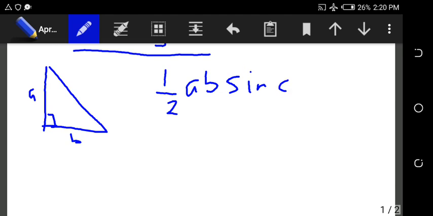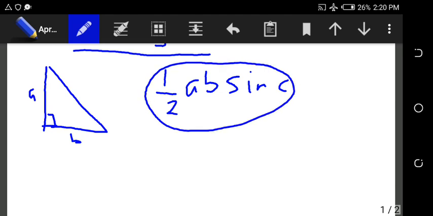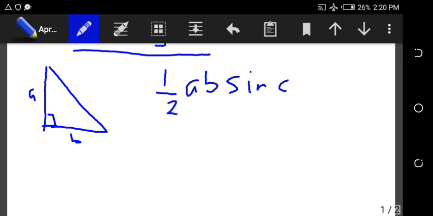Now, there are variations of this formula. It could be half BC sine A, or it could be half AC sine B. There are variations, but at any given time, you have ABC present in the formula. Alright, now this formula, you must know that it is used for calculating the area of a given triangle with two sides and an included angle.